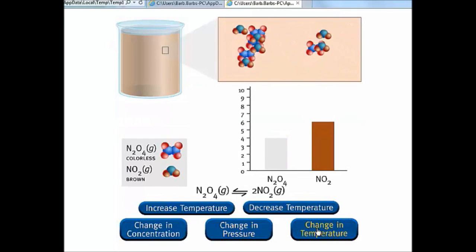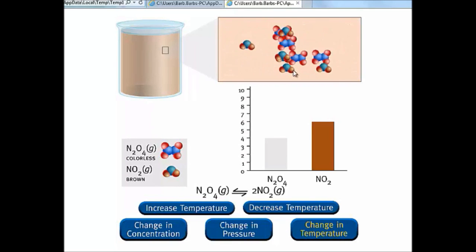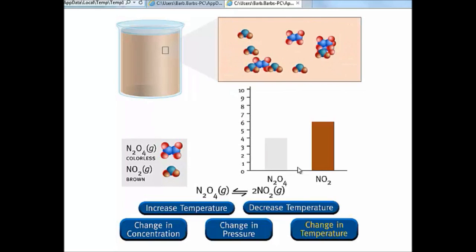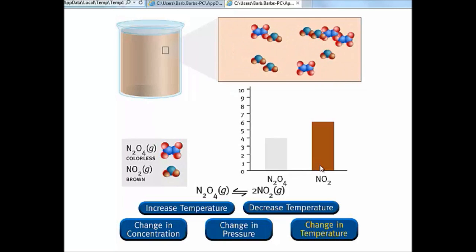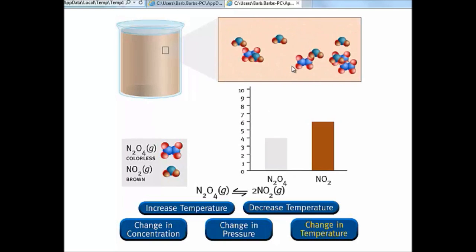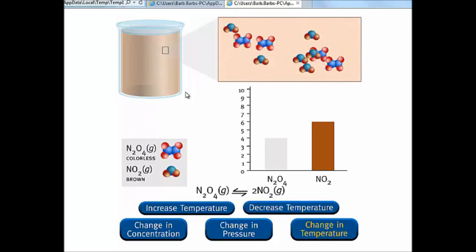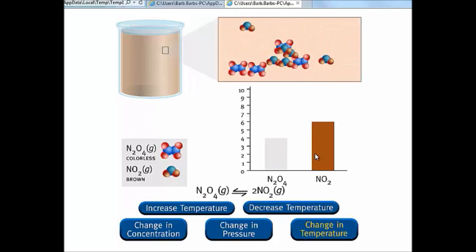Consider the following reaction at equilibrium. N2O4 in equilibrium with nitrogen dioxide, NO2. Under the given reaction conditions, the ratio of N2O4 molecules to NO2 molecules is 2 to 3 at equilibrium, as shown in the microscopic view. Because NO2 is a brown gas, the equilibrium mixture has a brown color, as shown in the macroscopic view.